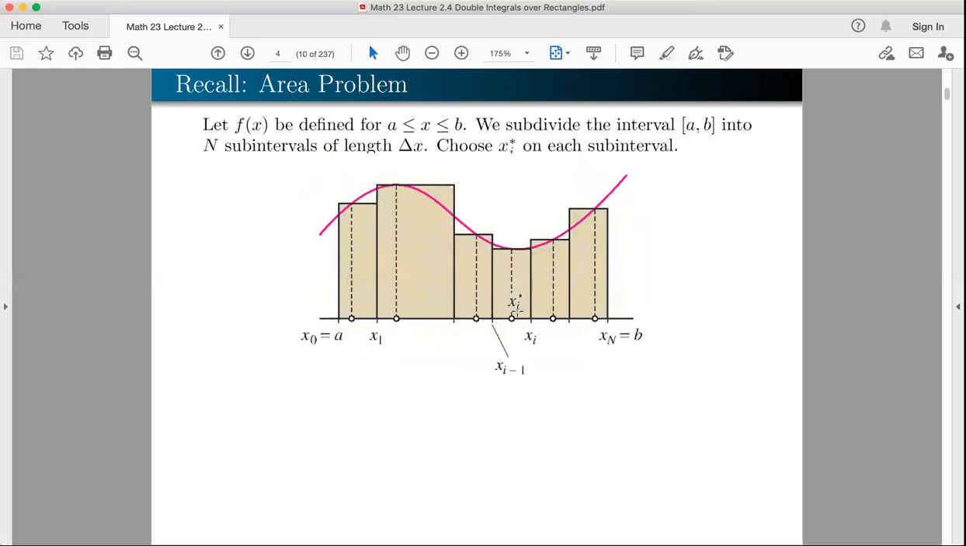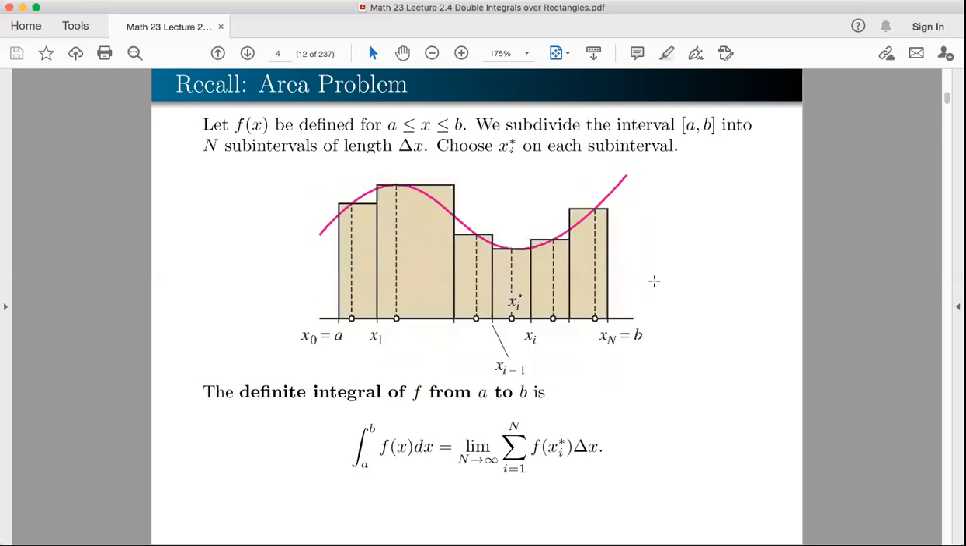And then in each subinterval, we choose a particular point. For example, in the ith subinterval, let's choose the point x sub i star. Then we defined the definite integral of f from a to b, given by this notation on the left. And this definite integral is simply the limit as n approaches infinity of the Riemann sum f of x i star times delta x, i runs from 1 to capital N. Now, if this limit exists, then that's the value of the definite integral on the left.